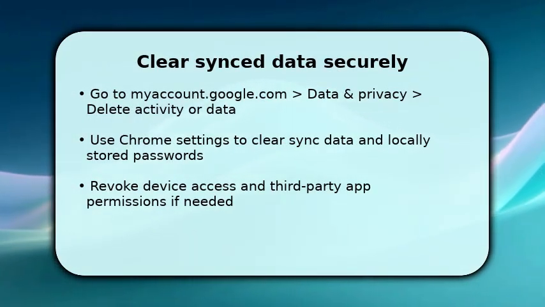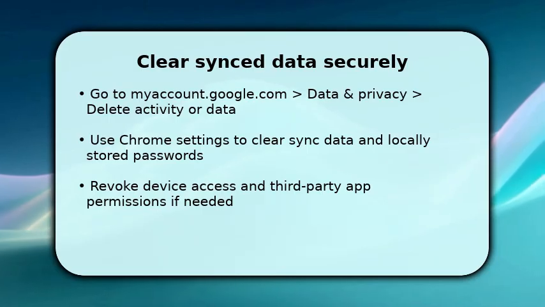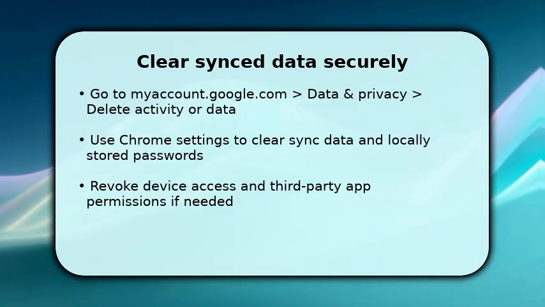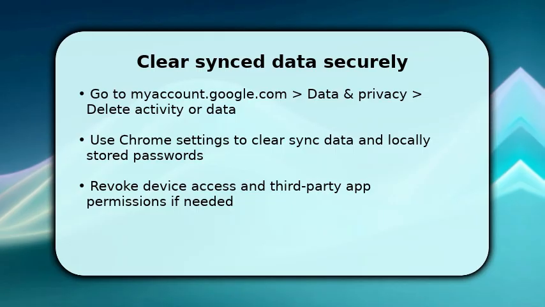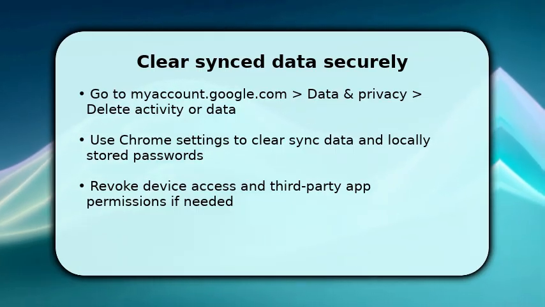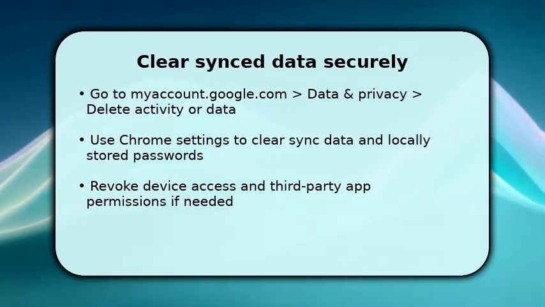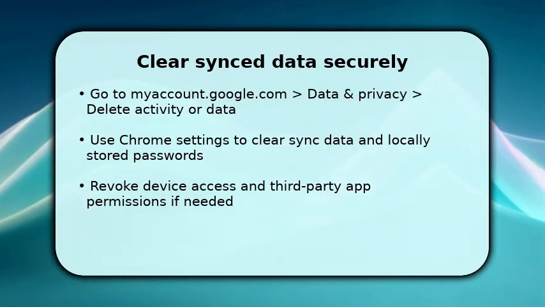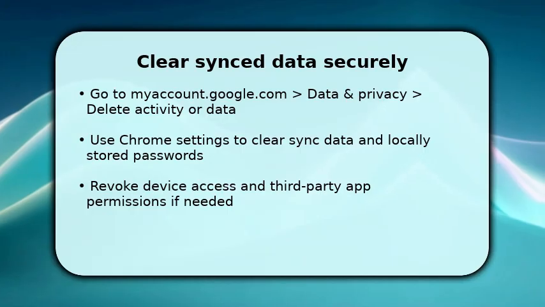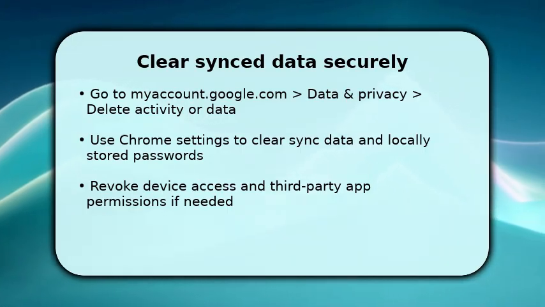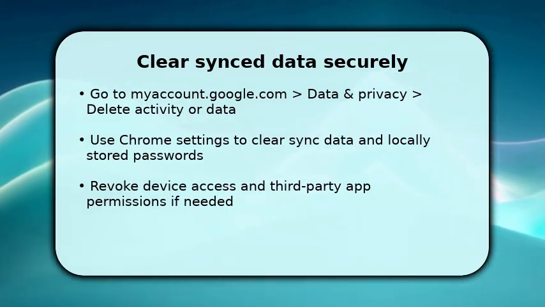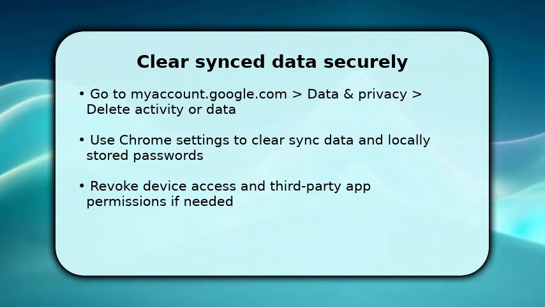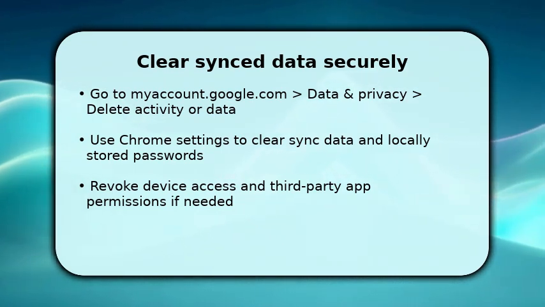From your Google account, open Data and Privacy and choose the appropriate deletion tools to clear web and app activity and synced items. In Chrome, go to Sync and Google Services, then manage what you sync and click Clear Data from Google servers to wipe browser sync. Make sure to also check Password Manager and revoke OAuth tokens for devices or apps you no longer trust. These steps remove the cloud copies while you control what remains locally.